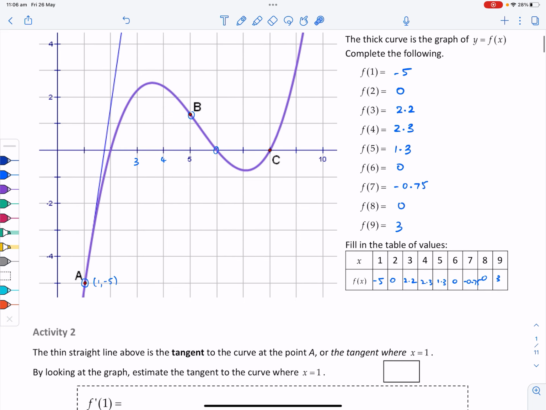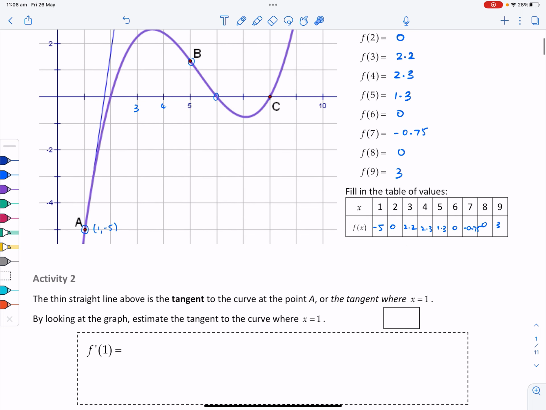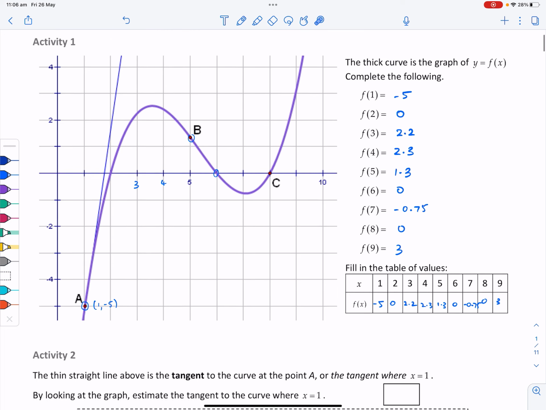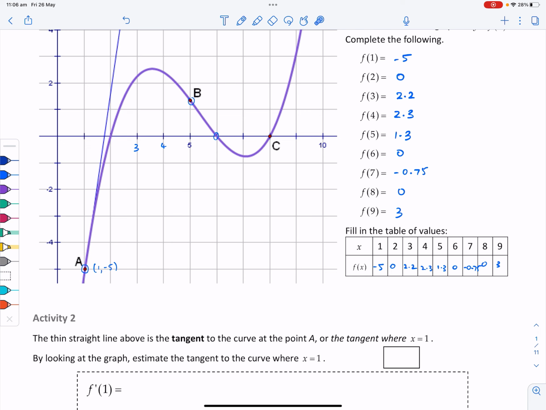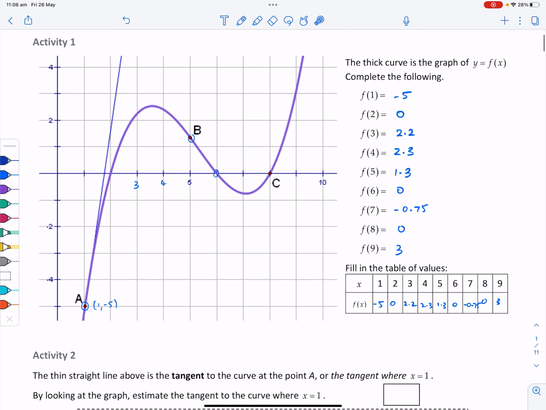All right, activity 2. The thin straight line above is the tangent to the curve. So this here is a tangent to the curve at the point A, or the tangent where x equals 1. By looking at the graph, estimate the gradient of the tangent to the curve. So what's the gradient of this?